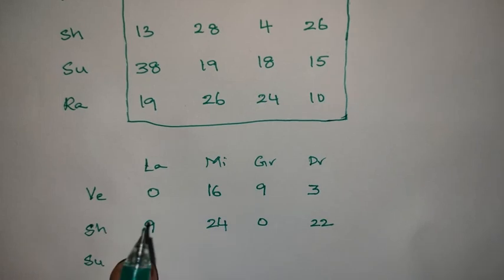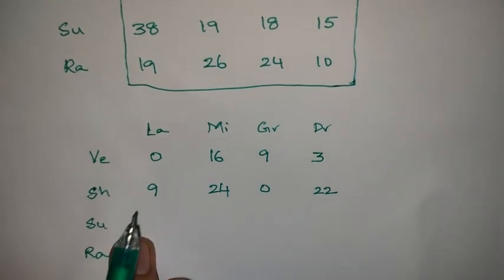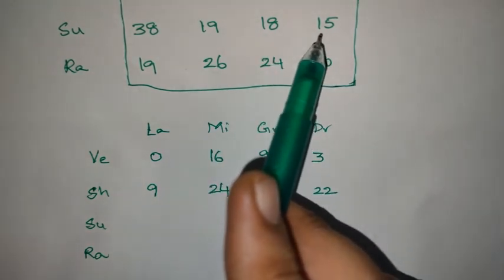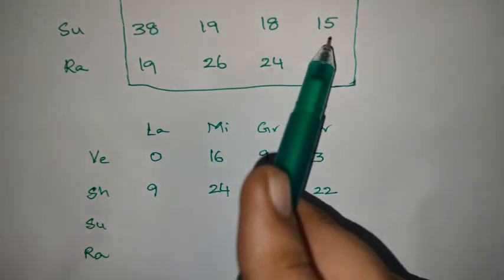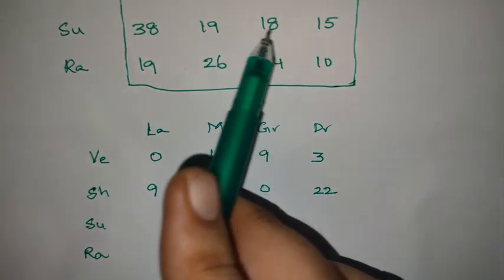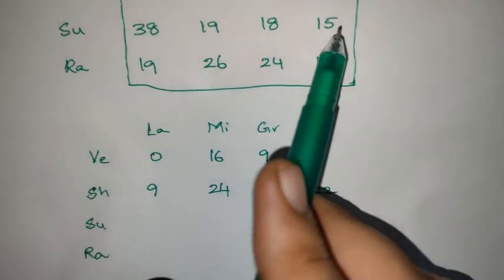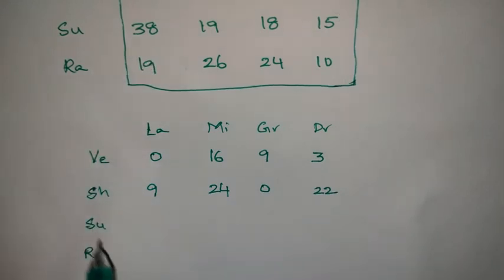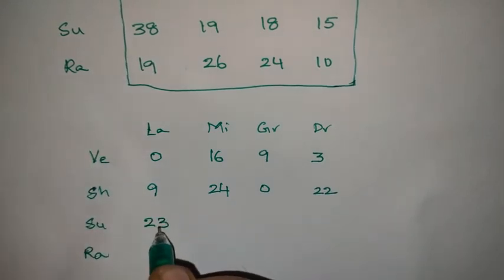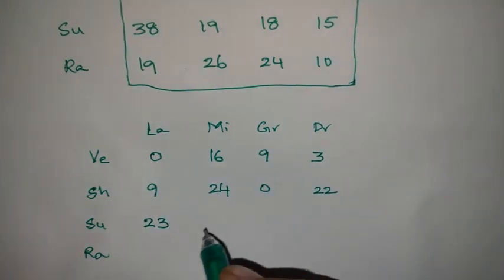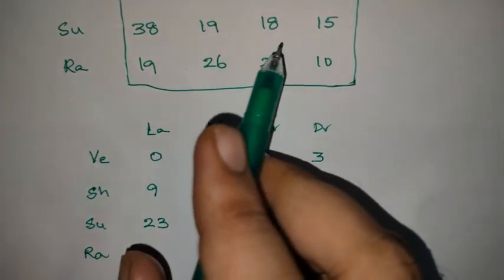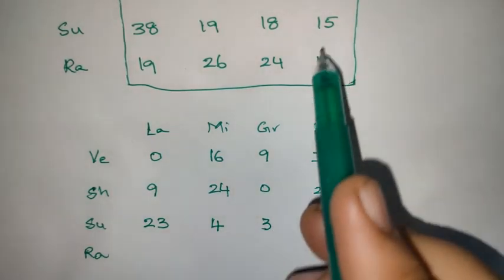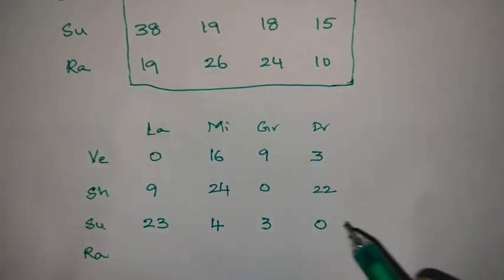Next take the third row. In the third row, values 38, 19, 18, 15. What is the minimum value? It is 15. Now subtract this one from all four values in that row. So 38 minus 15, it is 23. 19 minus 15, 4. 18 minus 15, 3. 15 minus 15, 0.